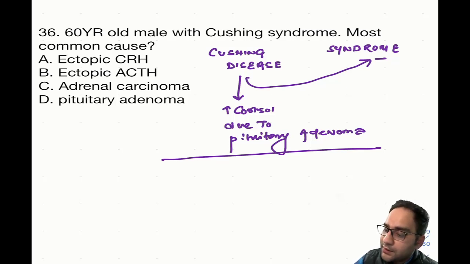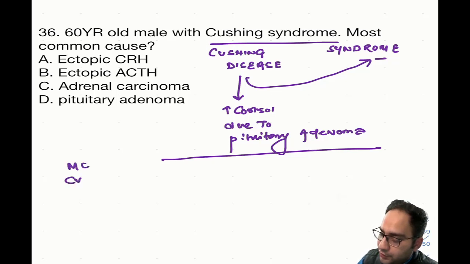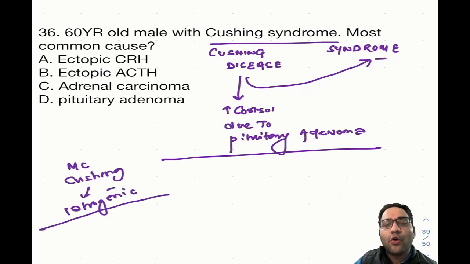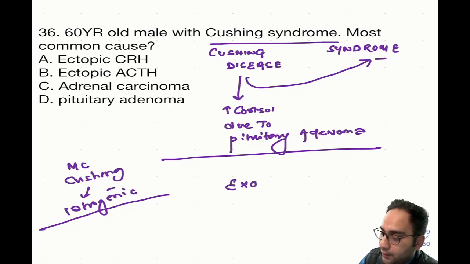Now you are asked, a 60-year-old male with Cushing syndrome. The most common cause of Cushing syndrome is iatrogenic Cushing's, right? So in COVID-19, everybody was given glucocorticoids. Glucocorticoids were God to save the patient. So all these patients will land up into iatrogenic Cushing's. So Cushing syndrome's most common cause is iatrogenic. Now in your options, they have not given iatrogenic. They have not given use of exogenous corticosteroid.